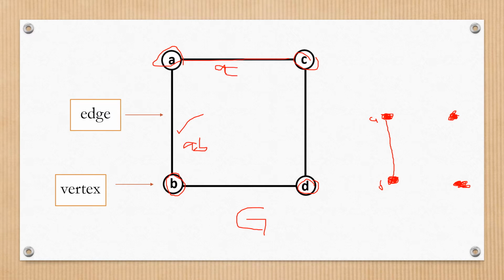Then another connection for vertex C and D. So we can name this edge as CD. So this edge is edge CD. And finally, vertex B and D are connected by this particular edge. So we can name this edge as edge BD.